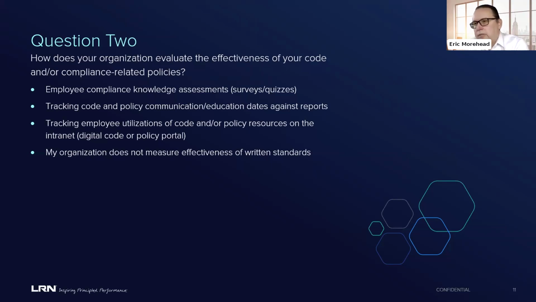But I feel like this is an area where companies don't really spend too much time. How do we measure the effectiveness of our code? How do we measure the effectiveness of our standalone policies? And there are some ways to do that. Tracking utilization, tracking any kind of acknowledgement or review online. But I know a lot of organizations, this is an area that just doesn't get covered quite as much as, say, training effectiveness evaluation. Let's see what our results are here.